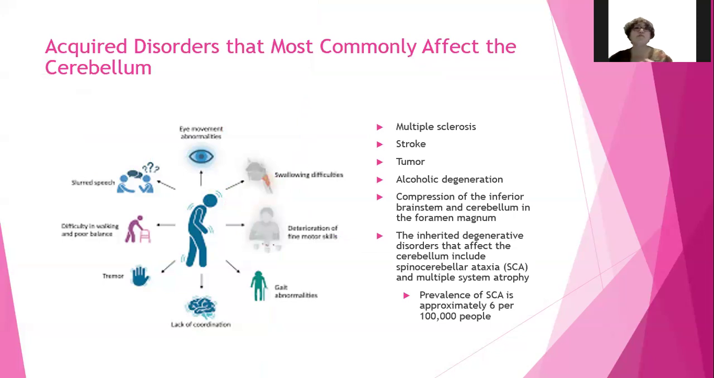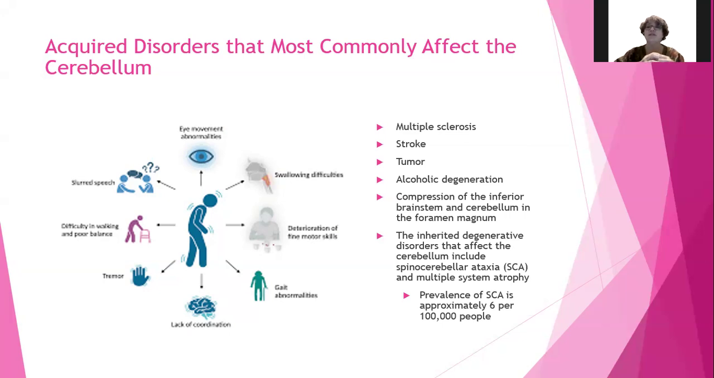The acquired disorders that most commonly affect the cerebellum include multiple sclerosis, stroke, tumor, and alcoholic degeneration, and what we consider to be an ataxic gait. It's also like the 12 shot gait. I don't know about 12 shots, but it looks like you've been drinking. A wide, staggering gait is an ataxic gait, because alcohol affects the cerebellum, and so that's why we perceive it as that.